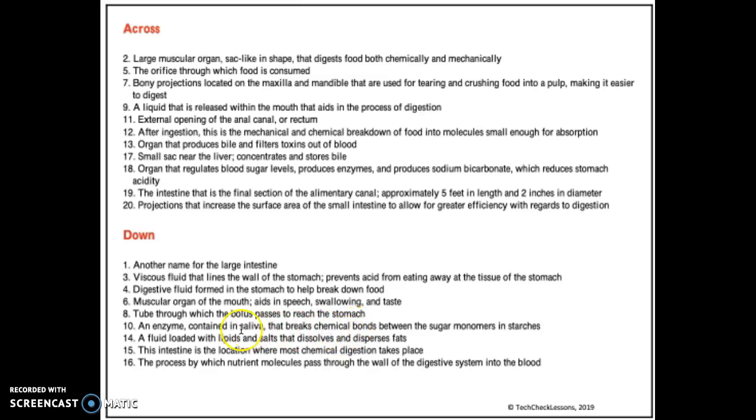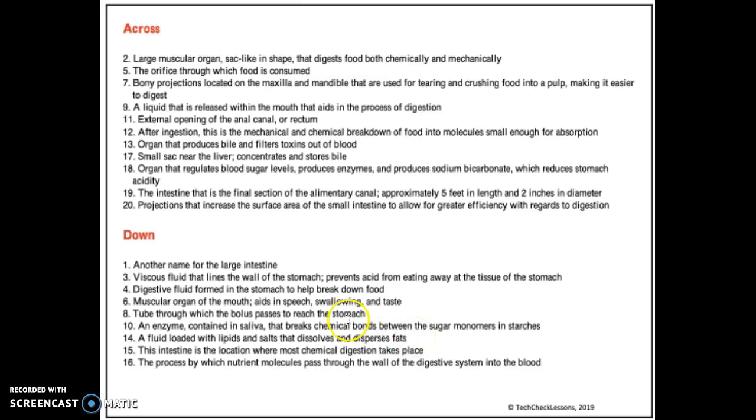Number 10, an enzyme contained in saliva that breaks chemical bonds between sugar monomers in starch. You might not know the answer for this, so I'm going to give it to you straight up. It's amylase. Amylase.